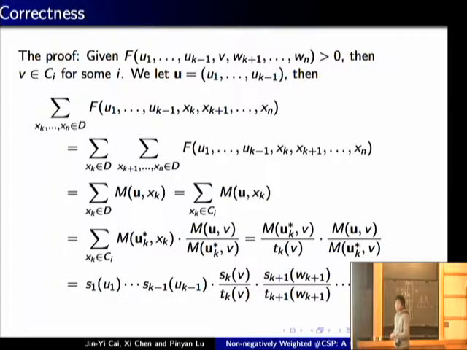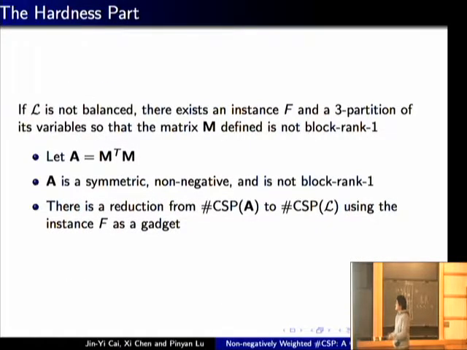So I'll skip this slide. So finally, I want to say something about the hardness part. I want to show you why it's actually very easy. So suppose we have a language L that is not balanced. What does this mean? This means there exists an instance and a partition so that the matrix derived from this instance and this partition is not block rank 1.